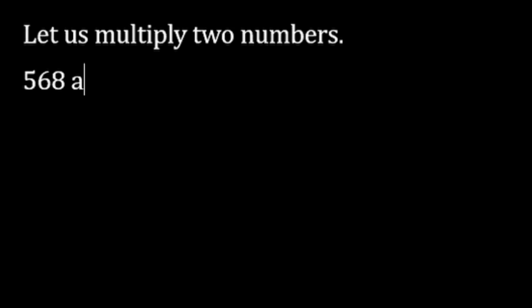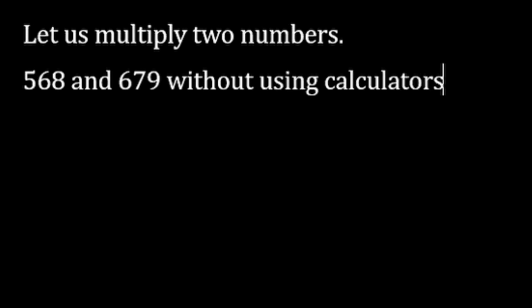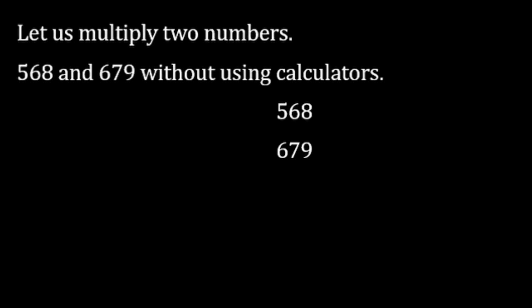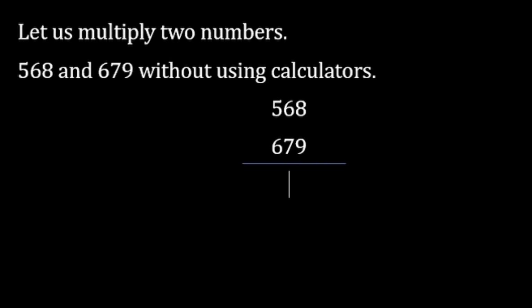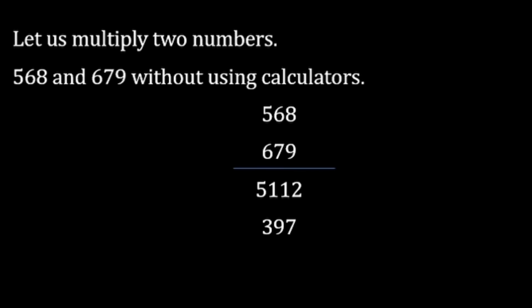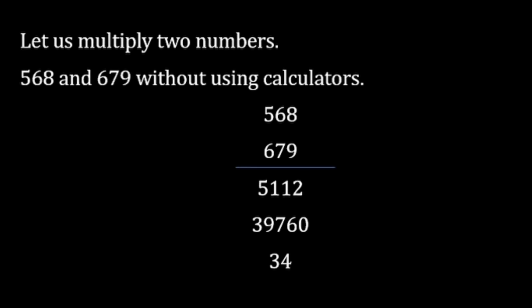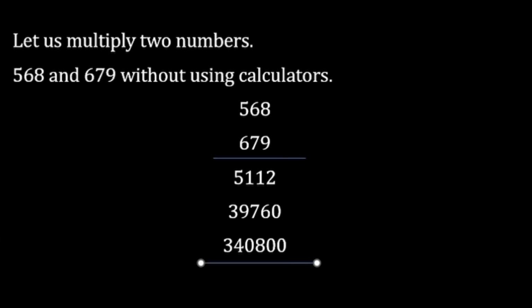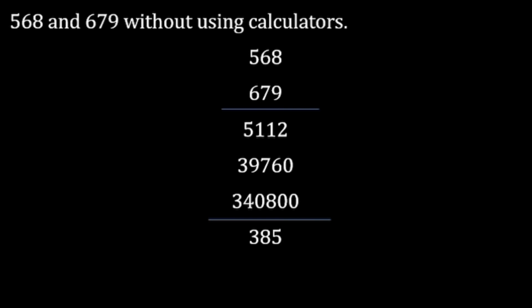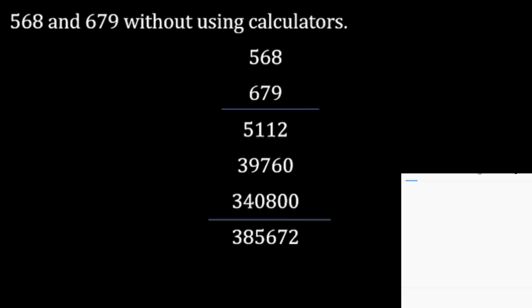Let us multiply two numbers 568 and 679 without using calculators. It may take time because we will do usual multiplication, term by term multiplication. After following that process, we get the answer 385,672. If we do it with the help of calculators, it may take 2 or 3 seconds.